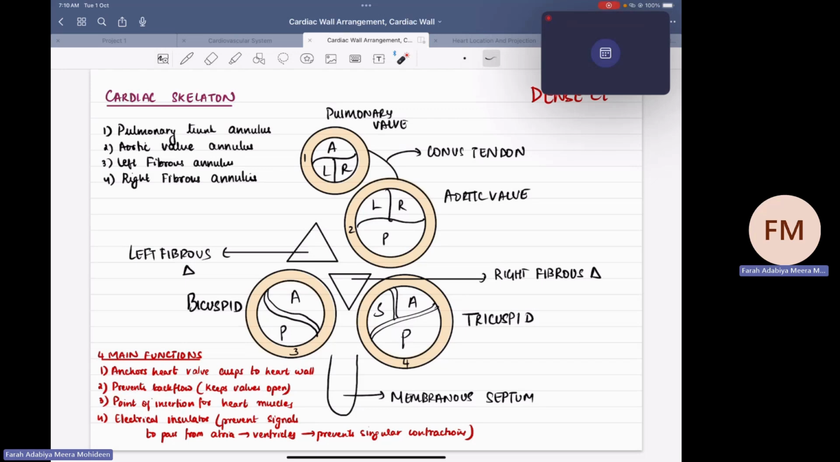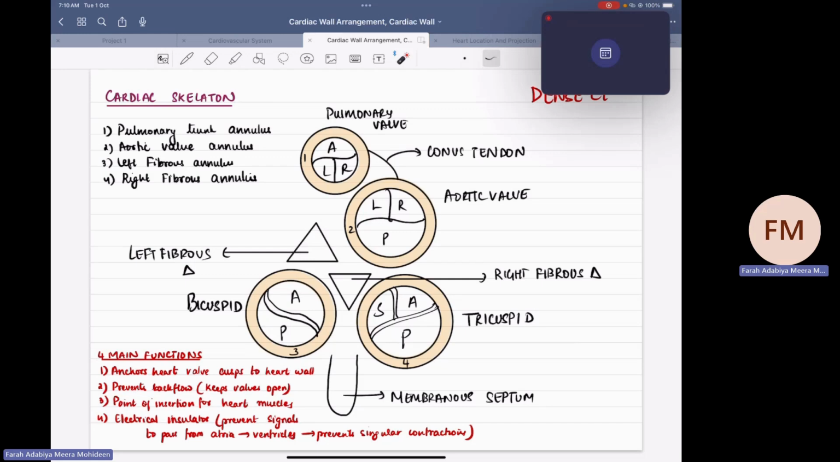And what prevents it is the electrical insulation given by your cardiac skeleton. Okay, this is the diagram you are expected to draw when you explain the parts of a cardiac skeleton. Now, which view are we seeing? We're going to see a section, a transverse section basically, right?